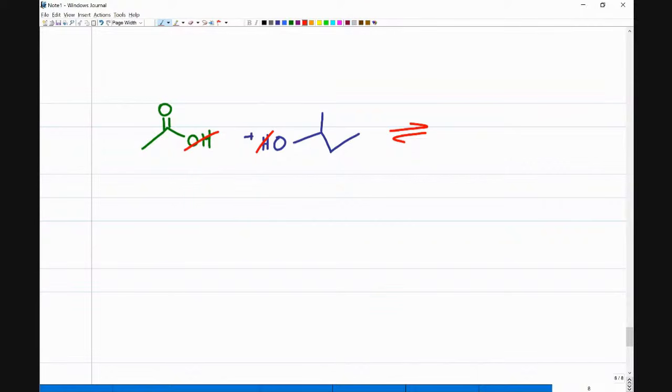And then redraw it exactly as you see it. So this right here, minus H2O. What we're left with is the carbonyl from the carboxylic acid, the O from the alcohol, and then everything else on it. That is Fischer esterification.